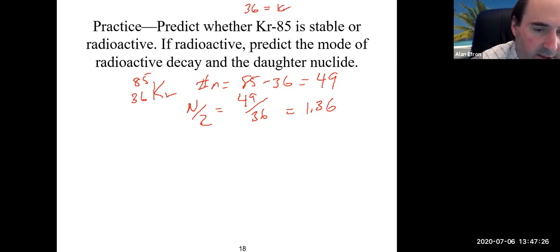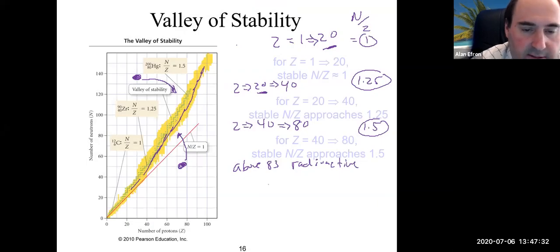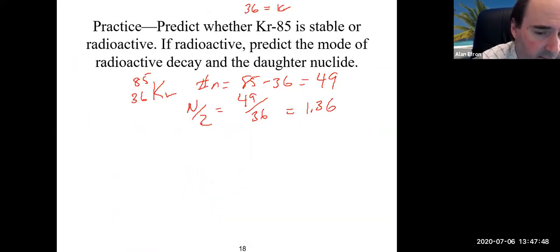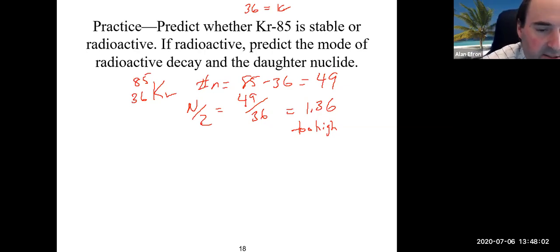So remember that krypton is 36, which, if we go back here, puts us in this range between 20 and 40, which means an acceptable ratio would be 1.25. So coming back here, at a ratio of 1.36, we see that our ratio is too high. Since our ratio is too high, it will go through a decay process, and if our ratio is too high, it's going to go through a beta decay.